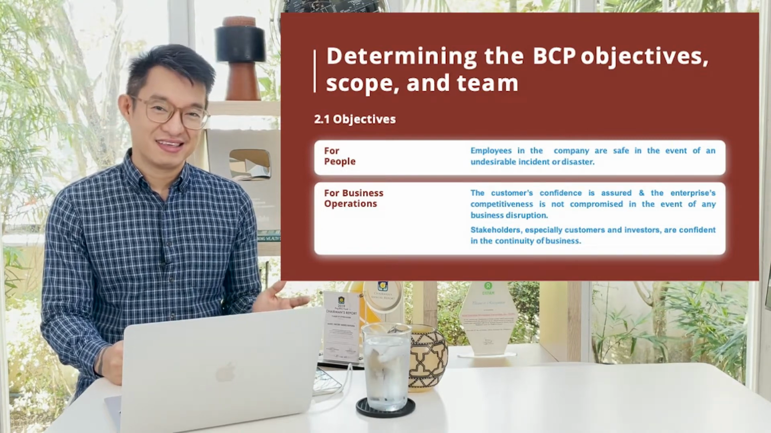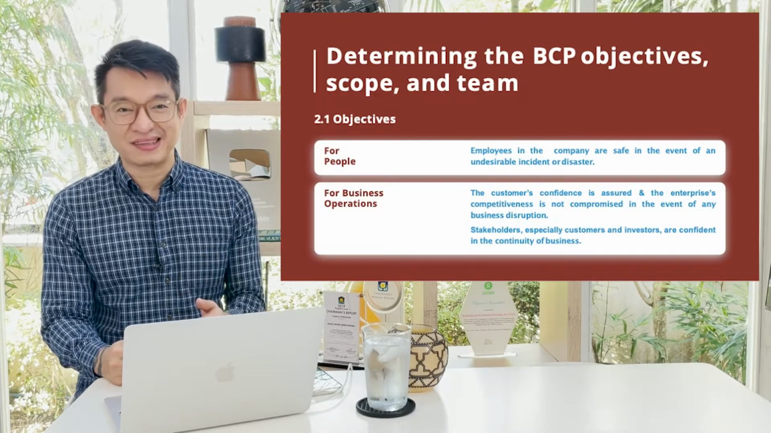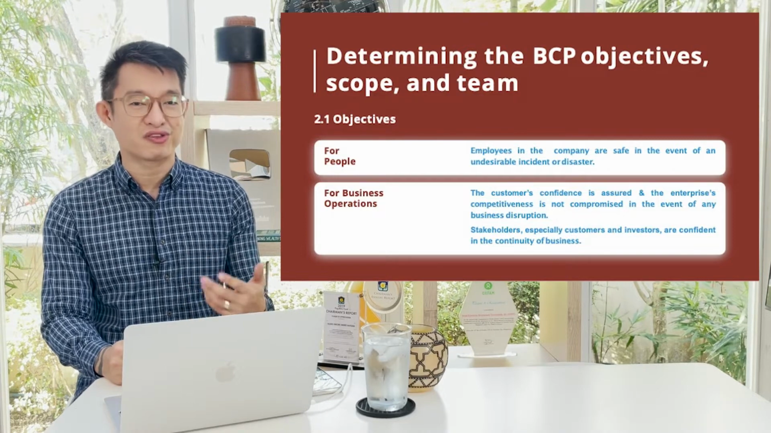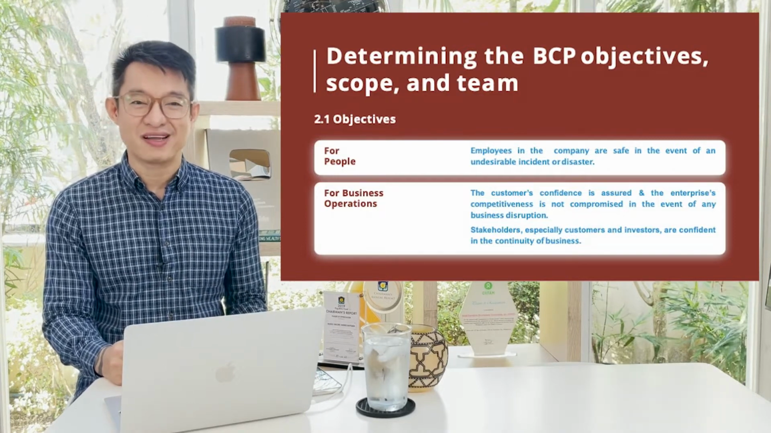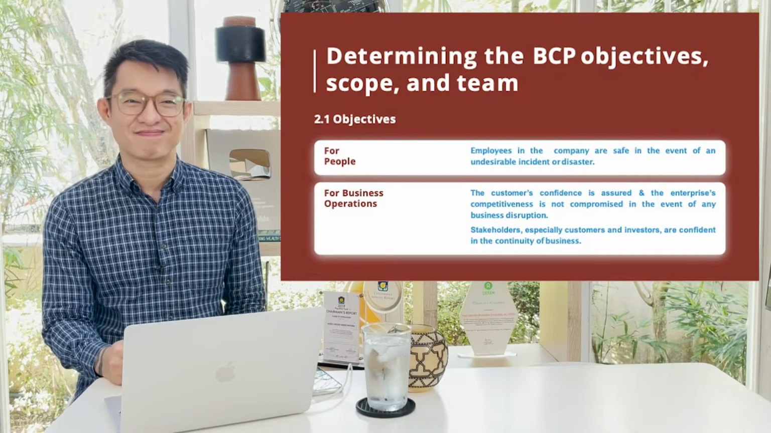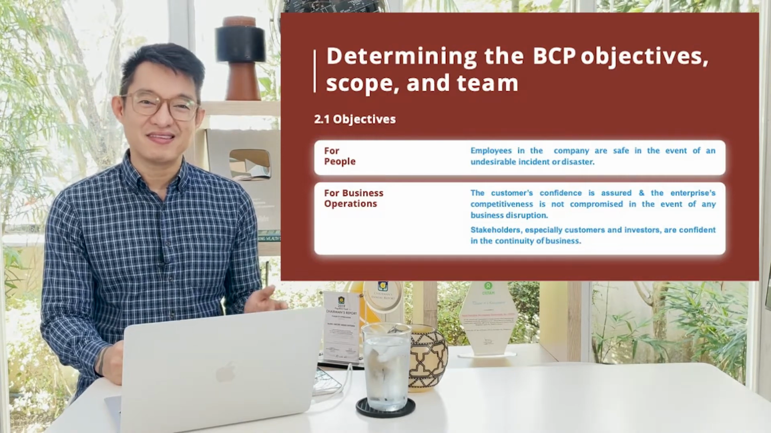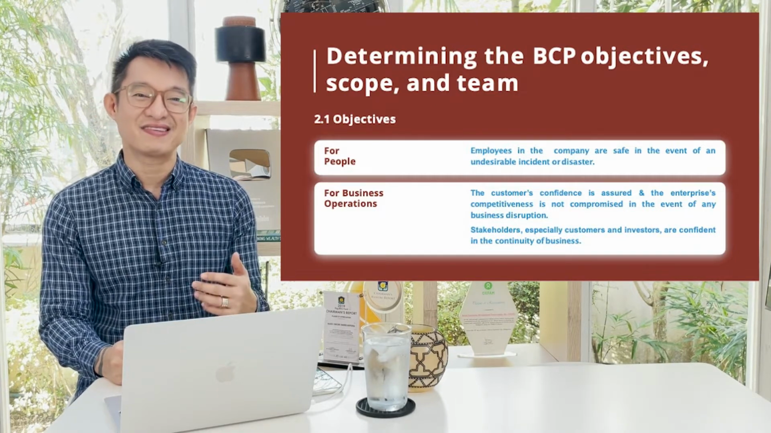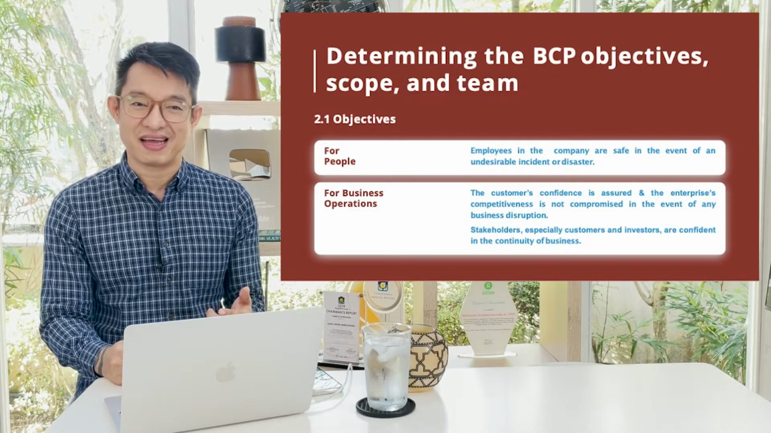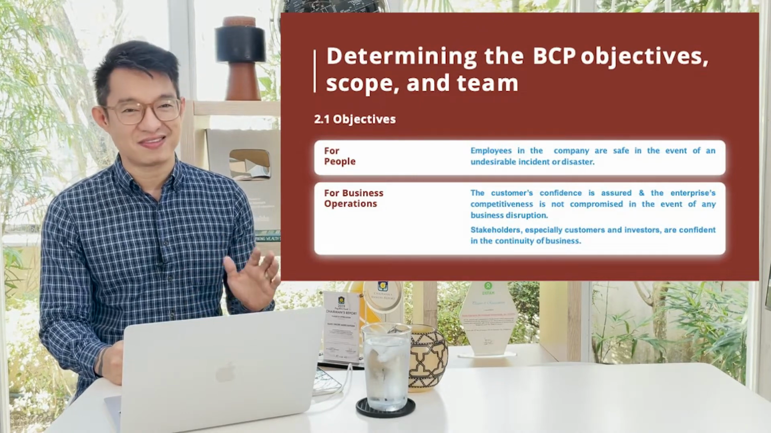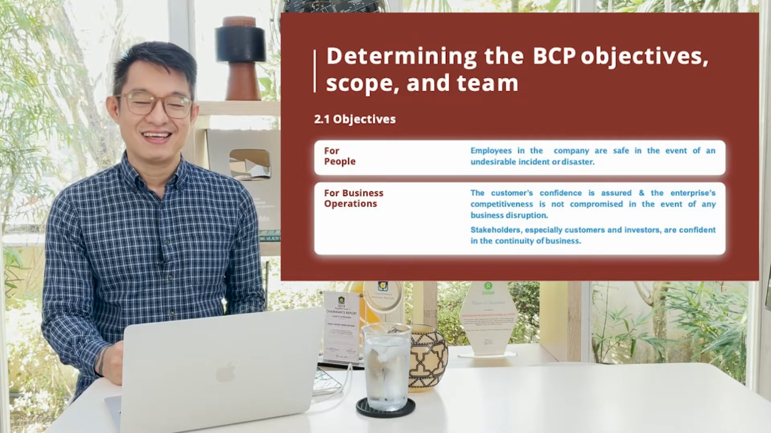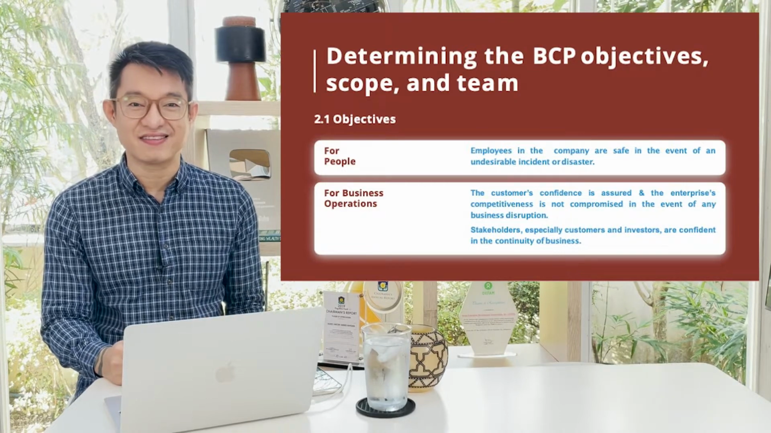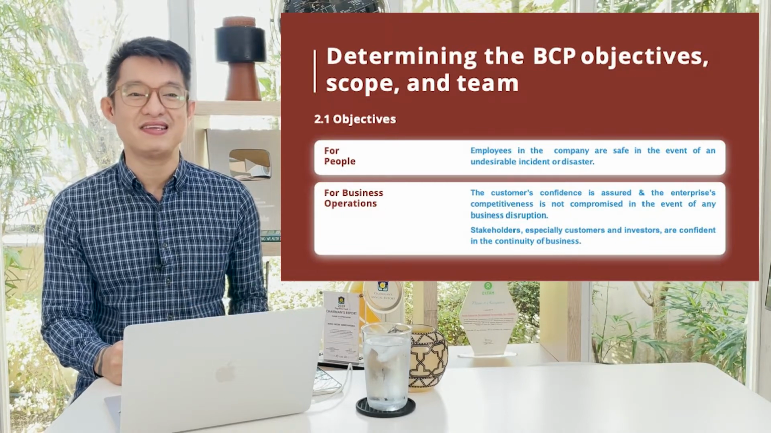On the other hand, a business continuity plan objective focused on business activities may be to assure the customer's confidence and enhance the enterprise's competitiveness. In our example, this is stated as the customer's confidence is assured and the enterprise's competitiveness is not compromised in the event of any business disruption. In addition, shareholders, especially customers and investors, are confident in the continuity of the business.